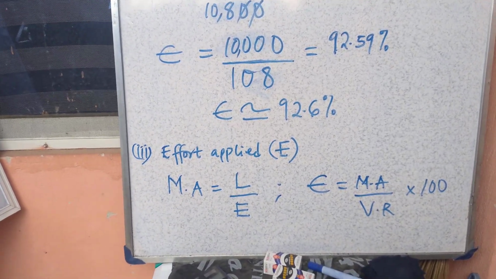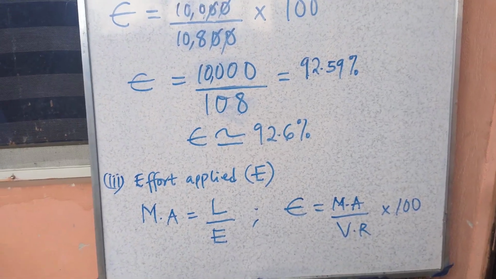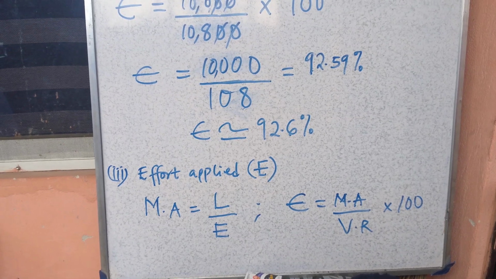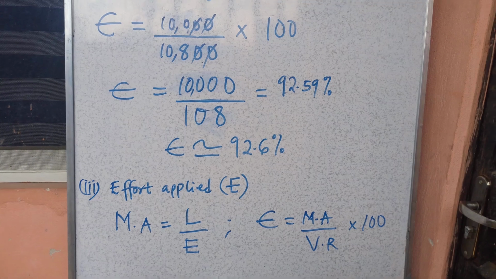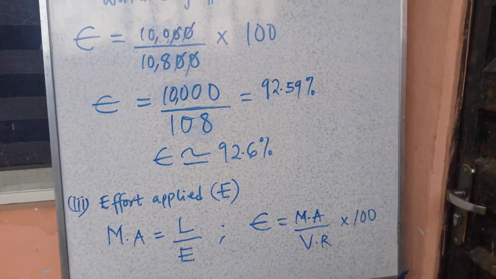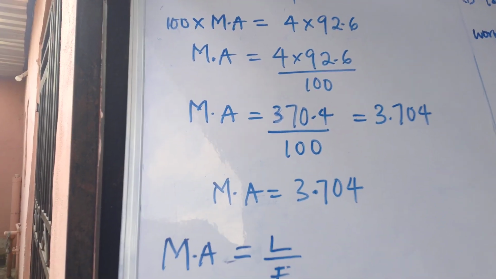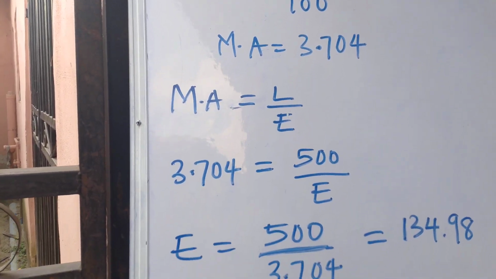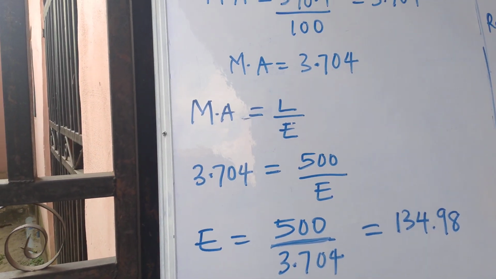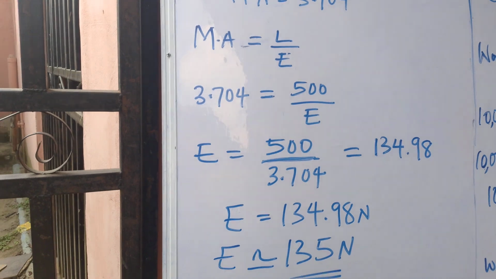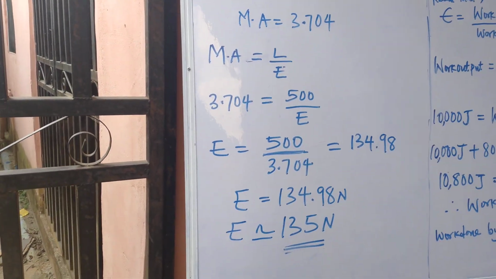So the effort applied can be gotten with these formulas. Mechanical advantage is load over effort. Next, we use the formula for efficiency. Efficiency is mechanical advantage over velocity ratio times 100. We then solved, and after all the arithmetic, we arrived at efficiency. We got a mechanical advantage of 3.74 and an effort of 135 Newton. Alright, we'll be stopping here for now.